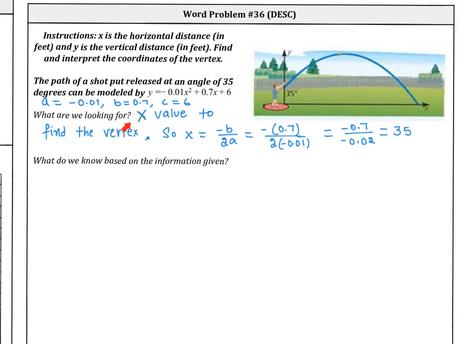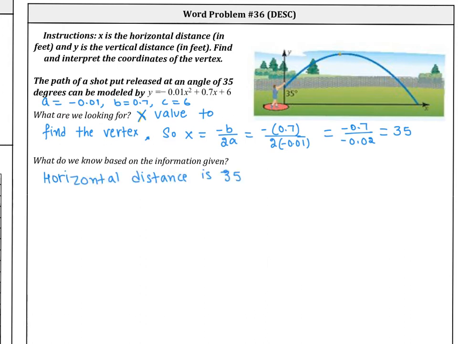We are looking for the vertex, and for that we are going to find the x value. So x is negative b over 2a, where b is 0.7 and a is negative 0.01. When you multiply them, the negatives cancel, and you can use the calculator, or move the decimal 2 places by adding 2 zeros on the top. It looks like 70 divided by 2, that is 35. So the horizontal distance is 35, which is x.